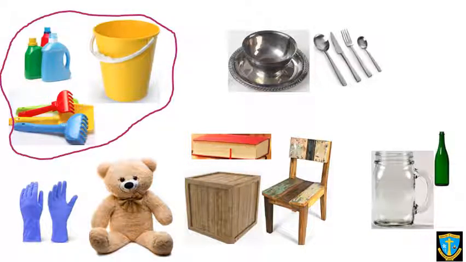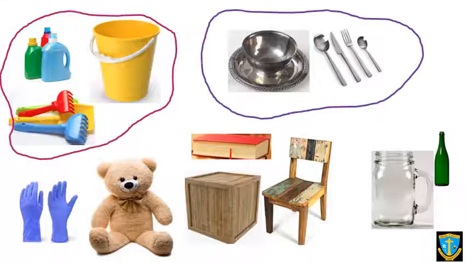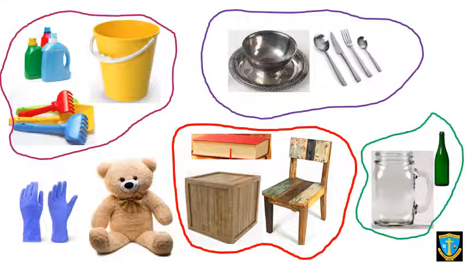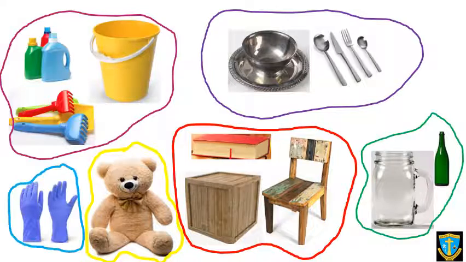These first three, they are made up of the same material. Can you guess which one? Yes, the plastic. These ones, which material are they made up of? They are made up of metal. These three are obtained from wood or trees. These two are glass. This one is from the cotton fiber. And this is the rubber glove which is coming from the rubber tree.